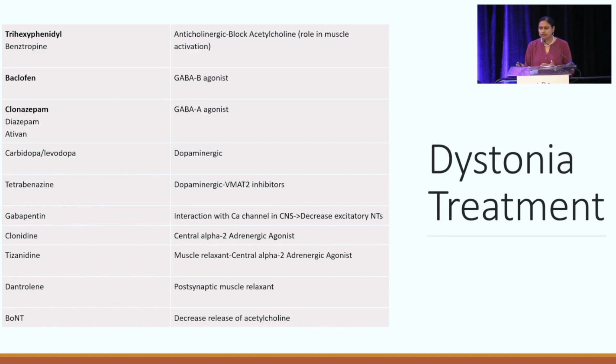Tizanidine and dantrolene are other ones that can be used. These are kind of more of a muscle relaxant. And then I think Botox I have there, this is one that I think for a lot of families can be helpful, especially if there's focal dystonia that is really problematic. Using Botox can really be helpful in getting that relief. So that's an important consideration as well.